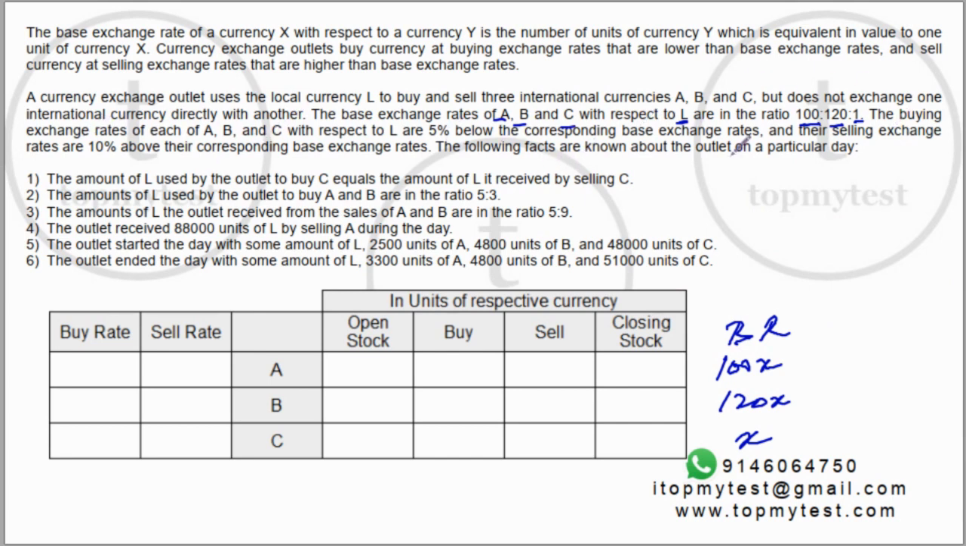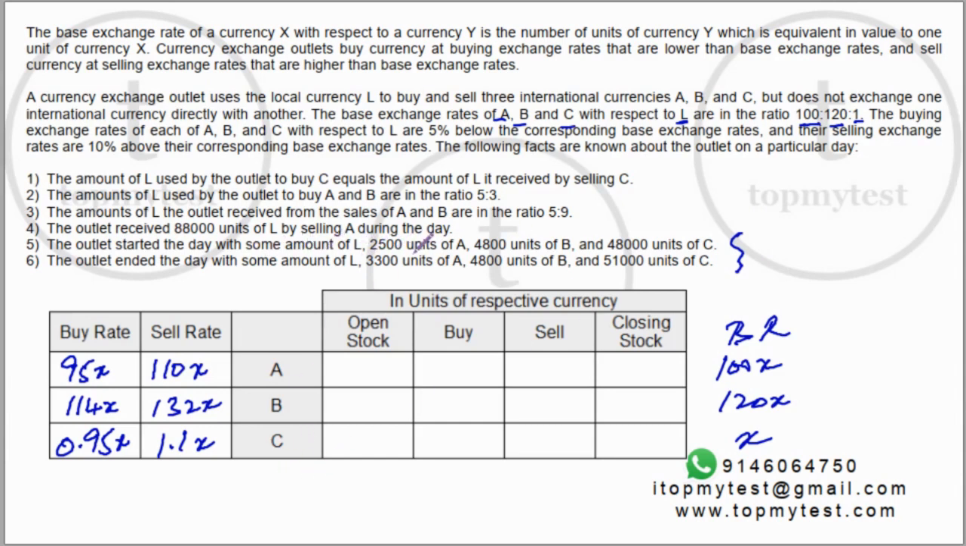Now, the buying rate is 5% below and selling rate is 10% above. 5% below, so this will be 95x. Similarly, 5% of 120 will be 6, so 114x, and this will be 0.95x. Similarly, this selling rate is 10% higher, so 110x. This will be 132x, and this will be 1.1x.